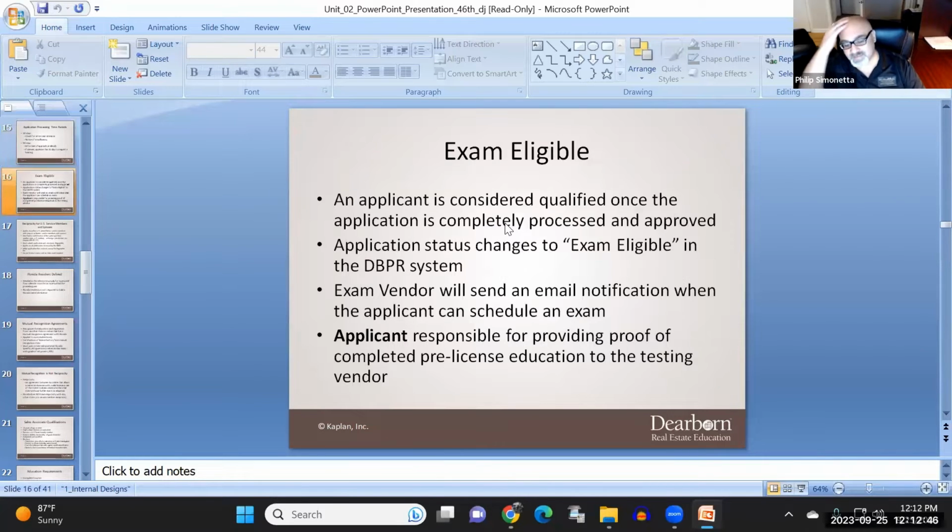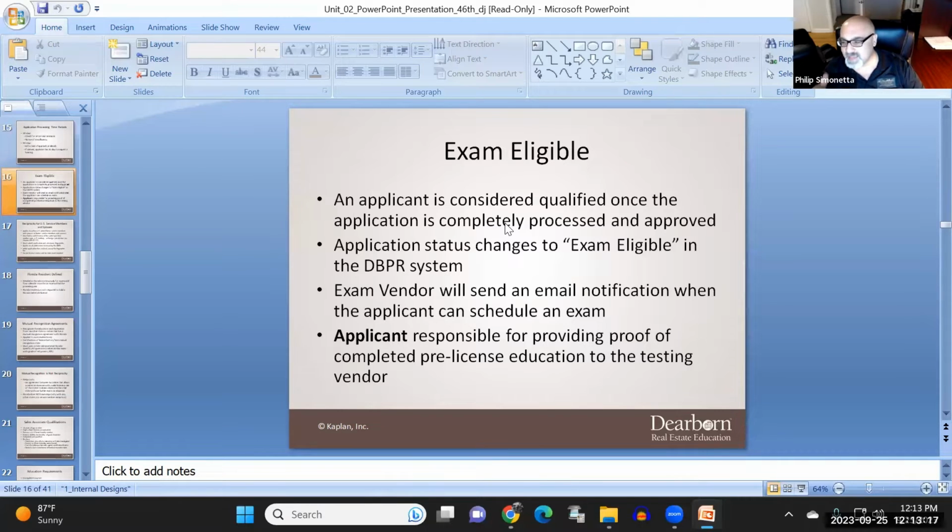Now, the next status is exam eligible. You guys are exam eligible. That's what you have right now. If you go into your DBPR look, they'll say exam eligible. The applicant is considered qualified once the application is completely processed and approved. The application status changes to exam eligible in the DBPR system. The exam vendor will send an email notification when the applicant can schedule the exam. So you guys can schedule your exam right now.